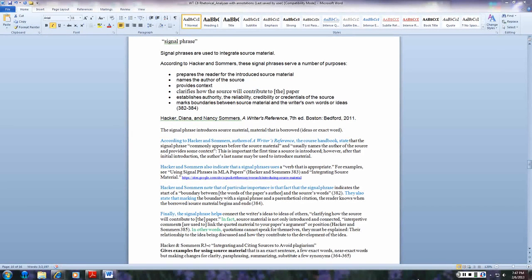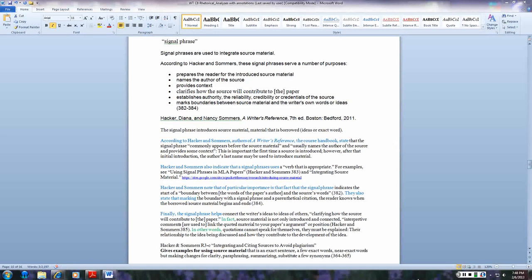The signal phrase introduces source material that is borrowed, whether it is ideas, summaries or paraphrases, or exact words. So when you're writing those summaries, and in that first sentence you give the author's name and the title of the text, you're basically creating a signal phrase that says this is where this information comes from. If you were to use that in a paper, then at the end you would give the range of page numbers from which that whole summary came. So the signal phrase lets the reader know that something that is borrowed is introduced.